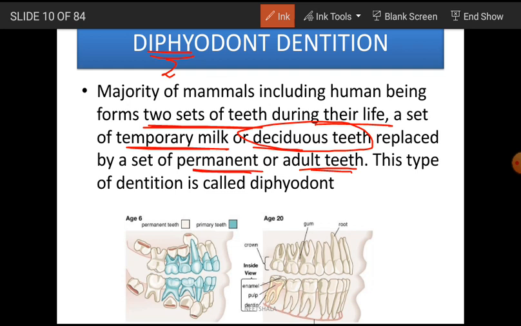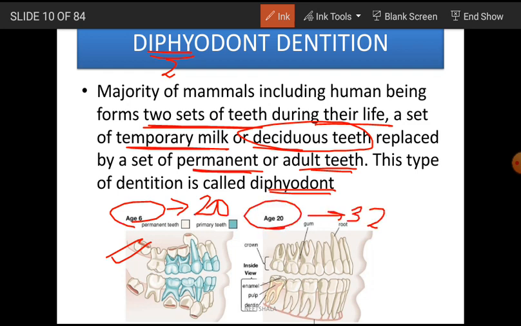So in our lifetime, we acquire two different types of teeth. The first one is known as the deciduous teeth, which is also known as the temporary or the milk teeth. And the second one is known as the permanent teeth, which is also known as the adult teeth. So this particular type of dentition of having two different sets of teeth during the lifetime is known as diphyodont dentition. So here you can see at the age of 6, we have the milk teeth over here, which is just 20 in number. And when we become adults, there are 32 teeth. That is the adult teeth. So this is the milk teeth and this is the adult teeth.